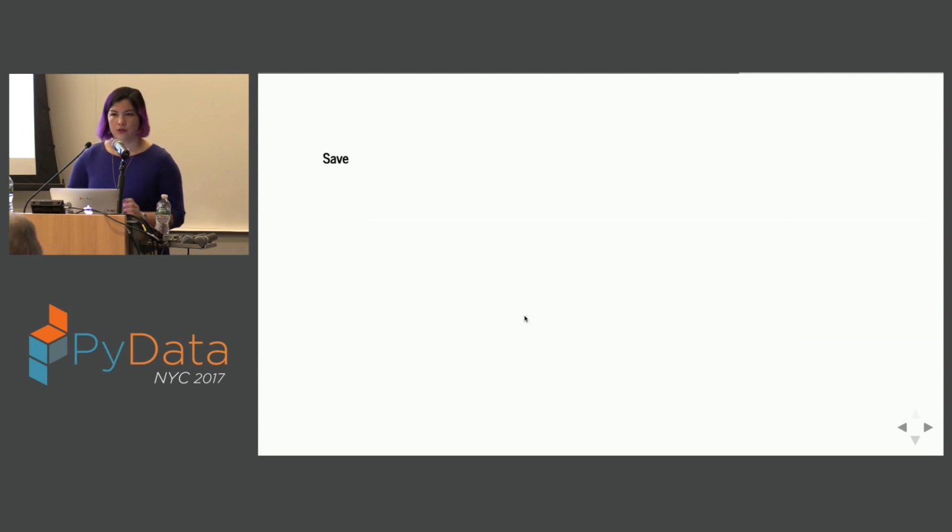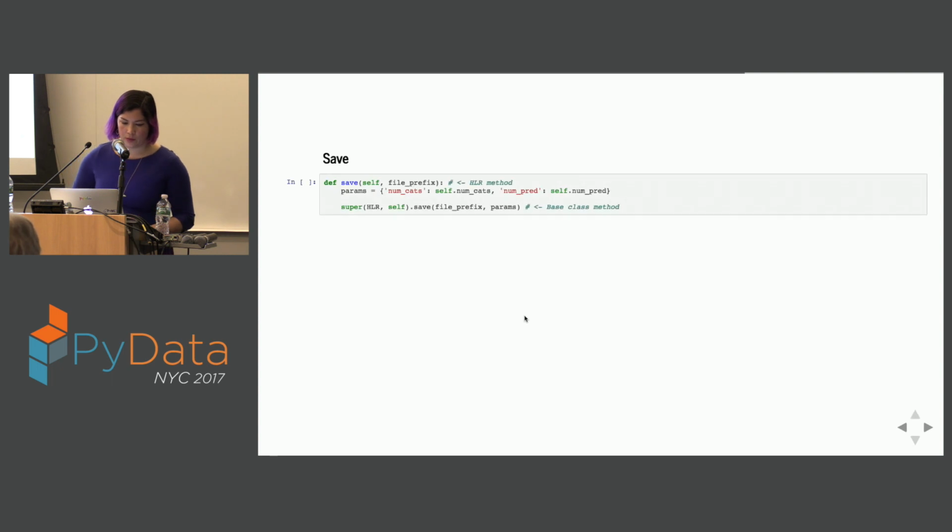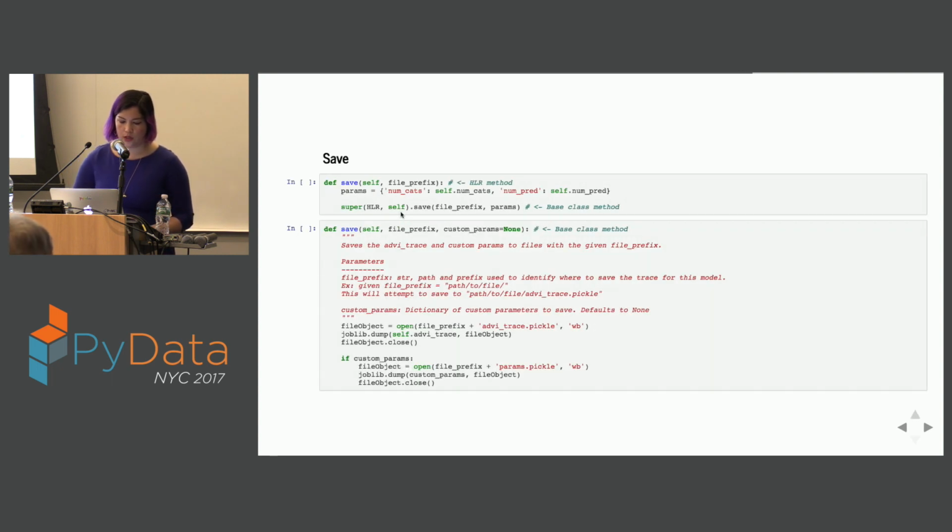All right, so now we're at saving and loading. So the child class in this case has some extra parameters it wants to save, the number of categories, the number of predictors. So it puts those in a dictionary and sends those and calls the parent class's save method. The parent class's save method takes in a folder where you want to save your stuff and then uses joblib to save the adv trace and any custom parameters to that folder. So pretty straightforward.